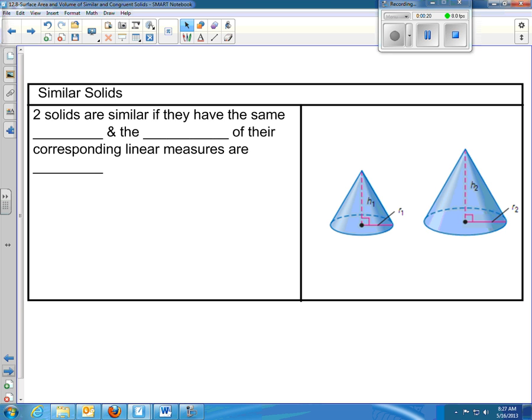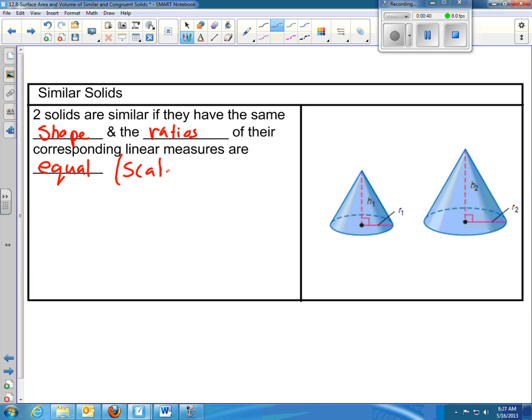Two solids are similar if they have the same shape and the ratios of their corresponding linear measures are equal. And when we talk about the ratio of their corresponding linear measures, we're really just talking about scale factor.